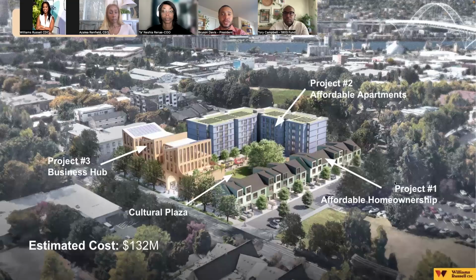The second project that we have are the affordable apartments. Now, that's the big blue building that you see in the background. This is going to be a 6-story, 85-unit apartment building where we're really targeting 30 to 60% AMI. And so we're getting that level below the townhome, where the townhomes focus.